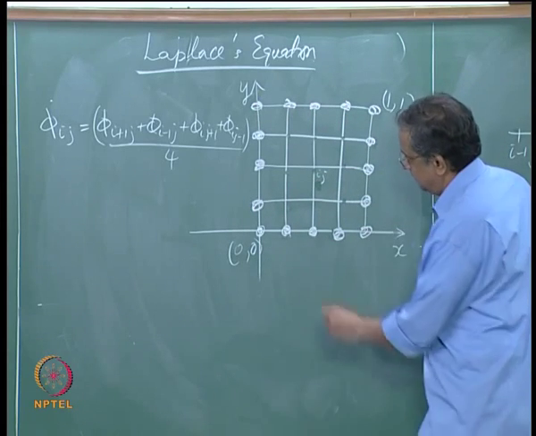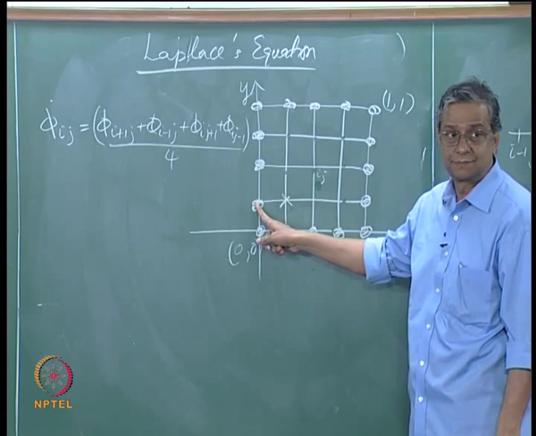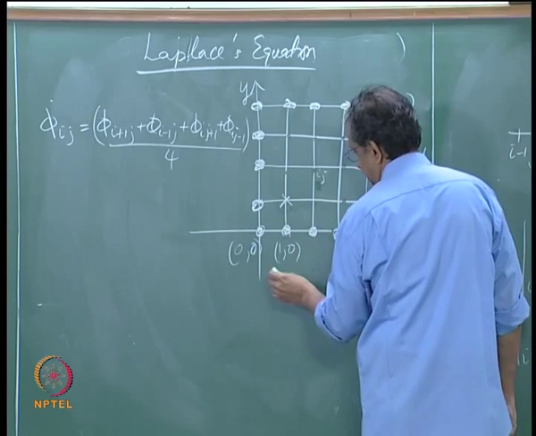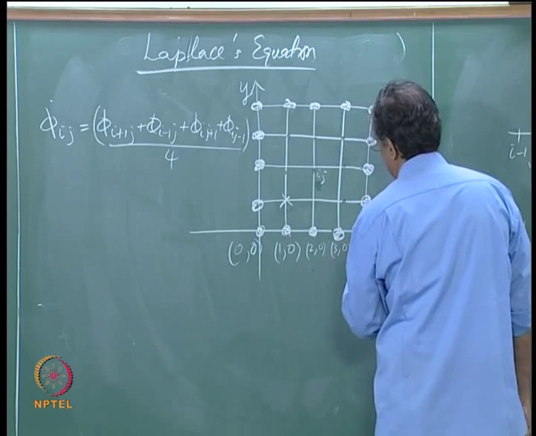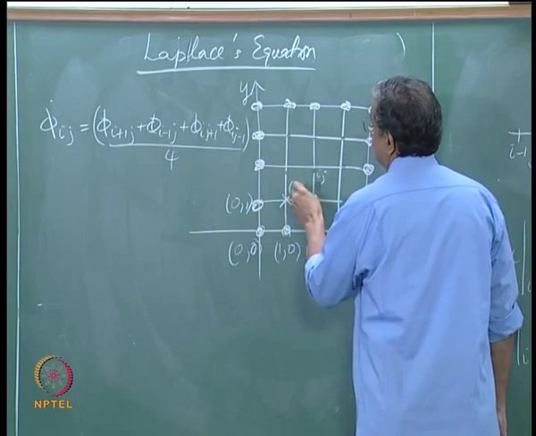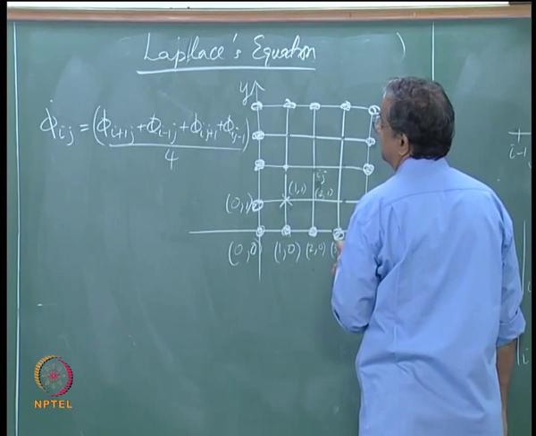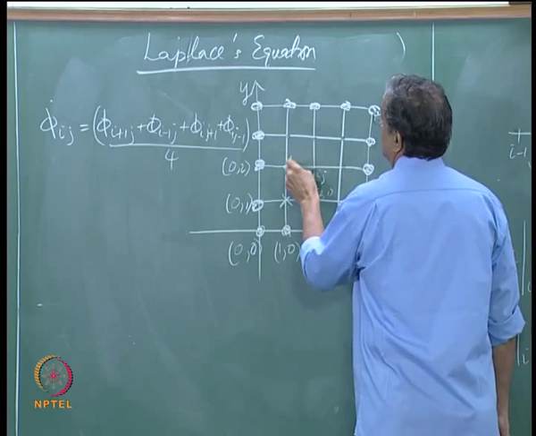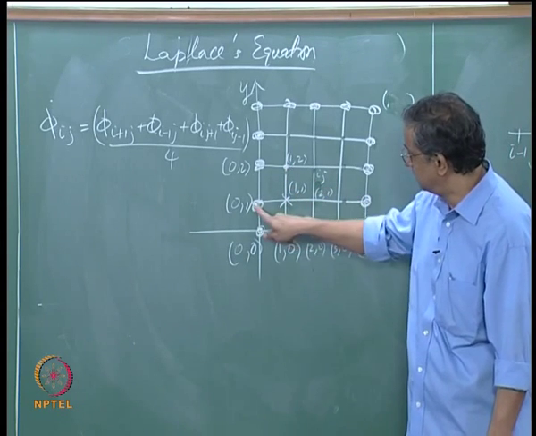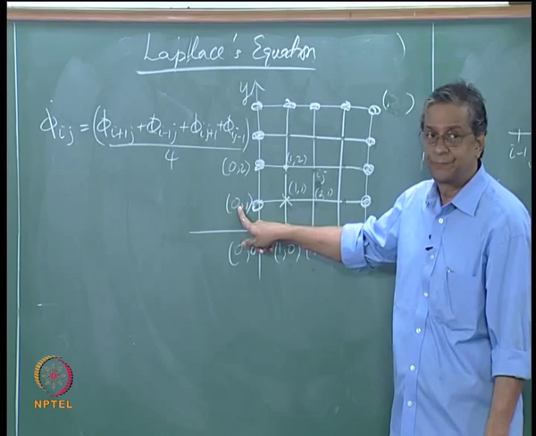Okay, so when you are trying to figure out what is the value at that node, this is known, that is known, right? Let's number these. So let's say this point is 0,0, this is 1,0, 2,0, 3,0, 4,0. So this is 0,1, and this would be 1,1, 2,1, and so on. And this point is of interest, this is 0,2, this is 1,2. So if you want to find the value at 1,1, you need the values at 1,2, 2,1, 0,1, 1,0. From the boundary conditions, you have the values at 1,0 and 0,1. We do not have the values at 1,2 and 2,1.